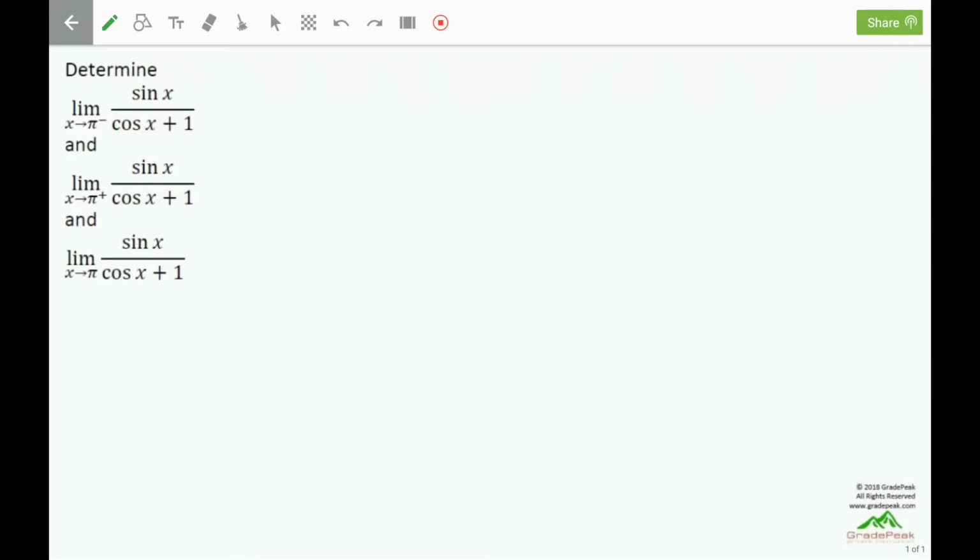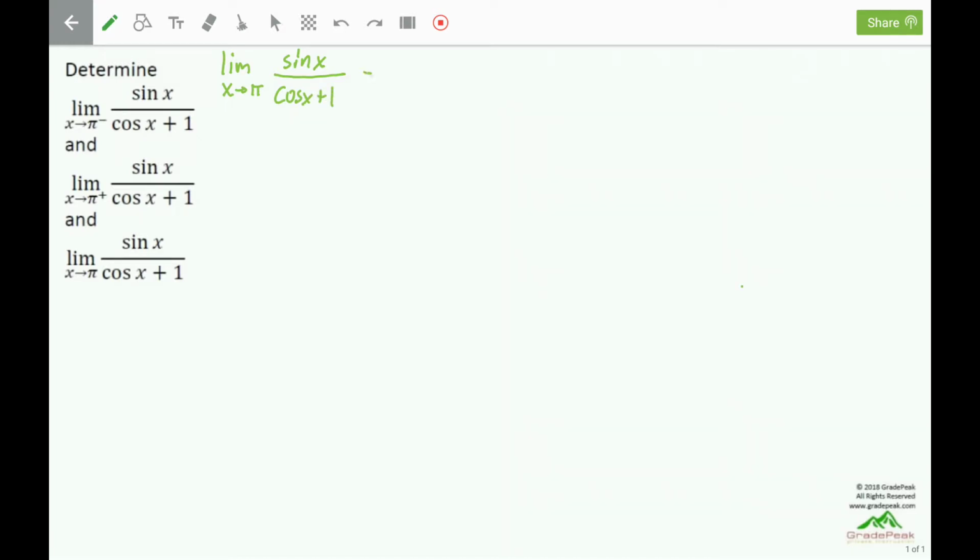Determine the left-sided limit, the right-sided limit, and the two-sided limit as x approaches pi of sine of x divided by cosine of x plus 1. Each of these involves the limit as x approaches pi of sine of x divided by the cosine of x plus 1.